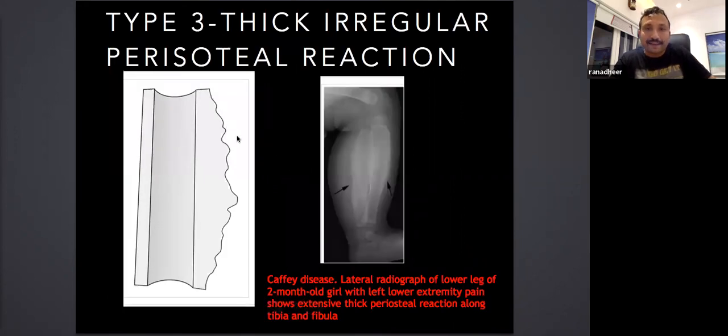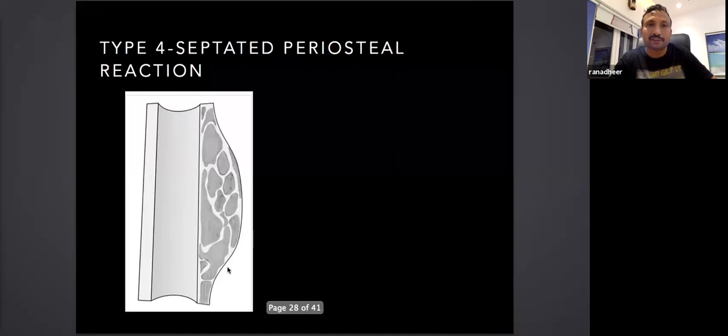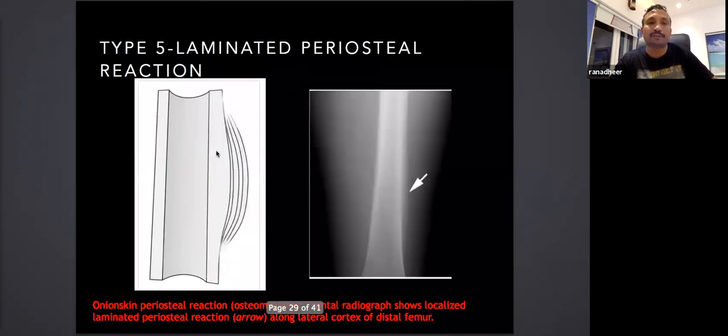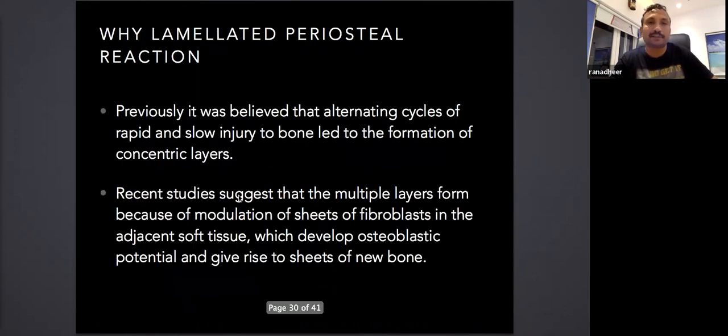Then thick irregular periosteal reaction. This is seen in abnormal periosteal bone formation like Caffey's disease. Thick septate periosteal reaction. This happens when there is hemorrhage after injury into the periosteum. Onion skin or laminated periosteal reaction. This happens when there is Ewing sarcoma or chronic osteomyelitis.